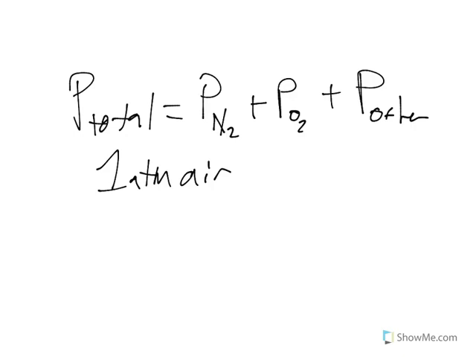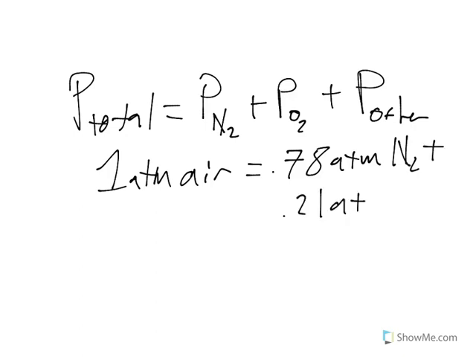Here's our number, unit, substance. I know that I've got 0.78 atmospheres of nitrogen, 0.21 atmospheres of oxygen, and I've also got 1%, or 0.01 atmospheres, of other.